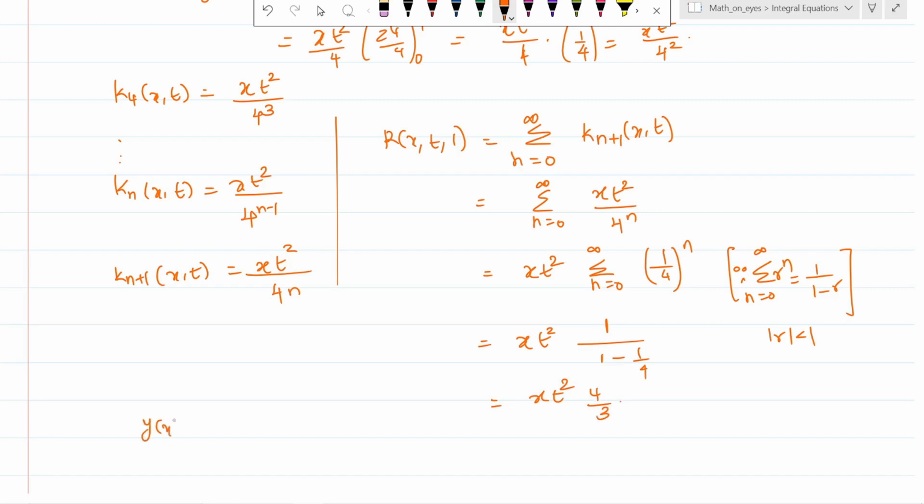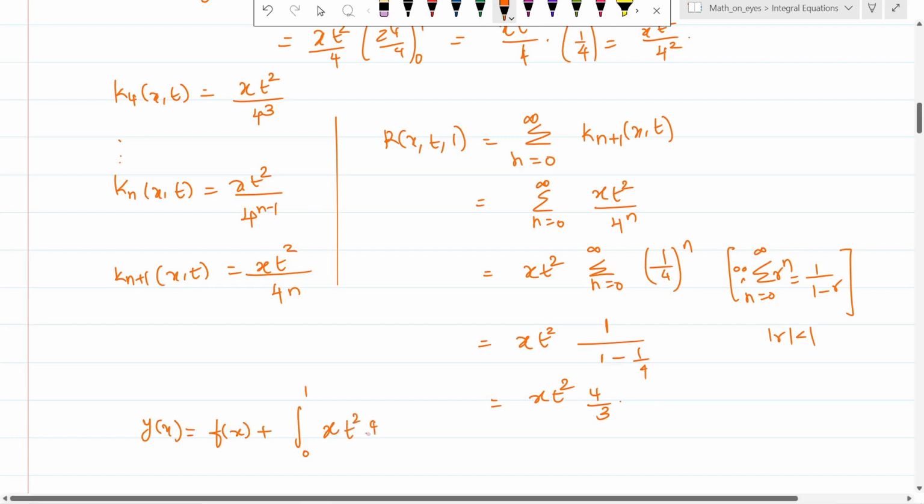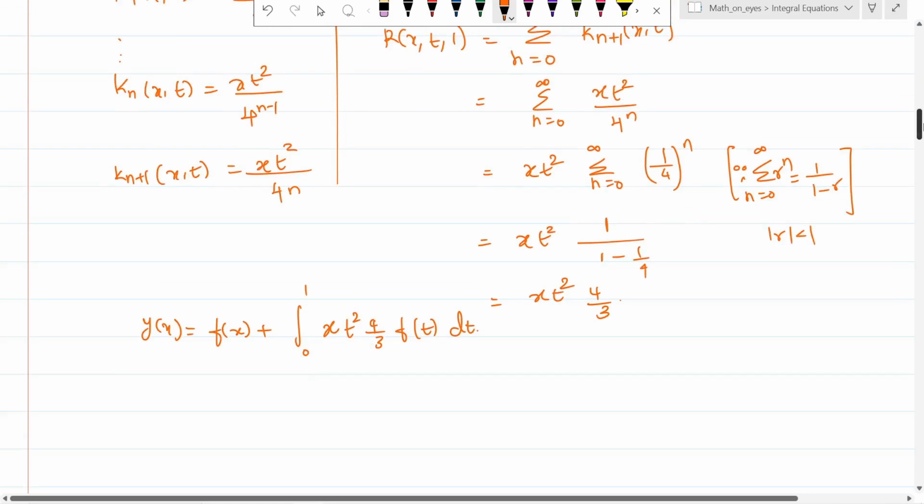So y of x will be equal to f of x plus lambda, which is 1 here, integral 0 to 1. Whatever is here, this is the resolvent kernel, xt squared 4 by 3 into f of t into dt. We have to replace the variables, right?